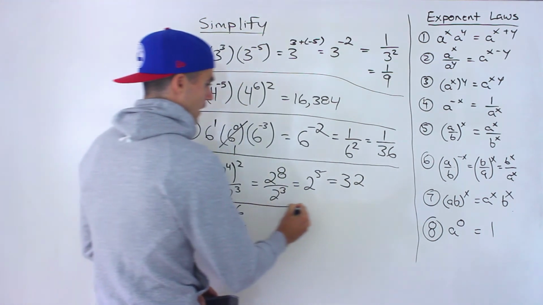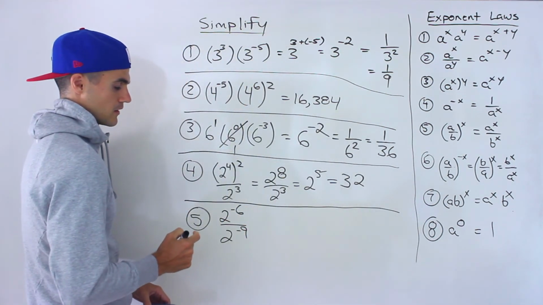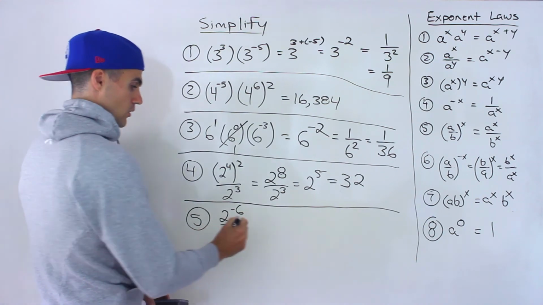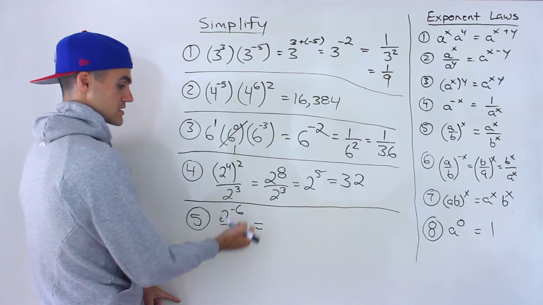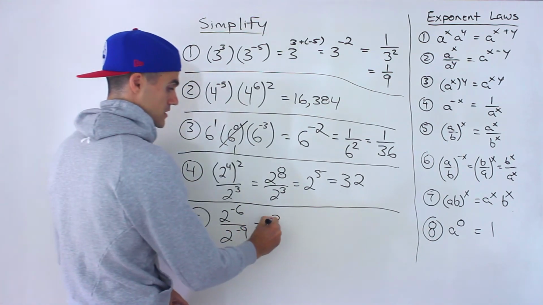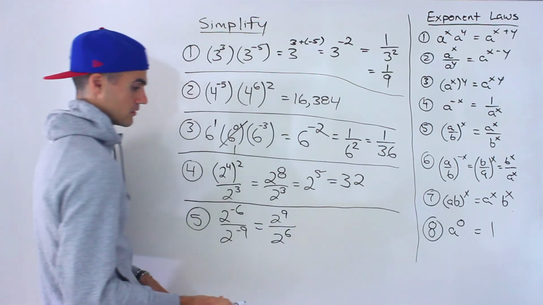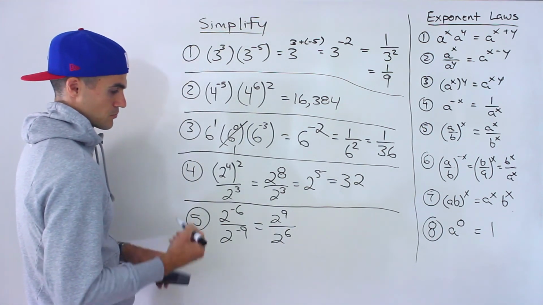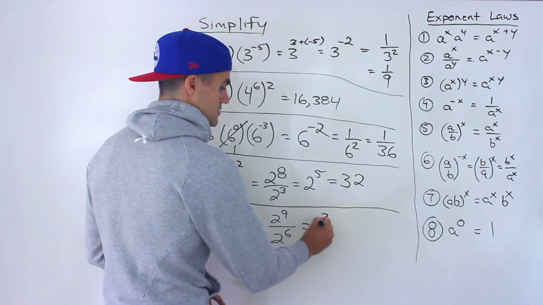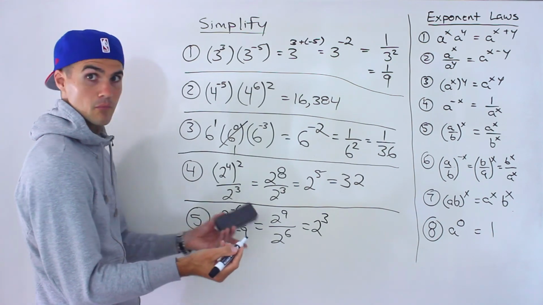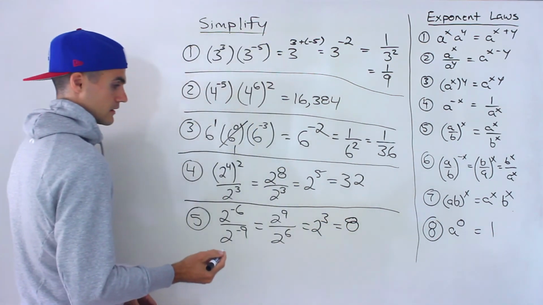And then finally, number 5, we got 2 to the power negative 6 divided by 2 to the negative 9. So different ways you could do this. What I would do in this case is I would actually bring this up to change it to a positive exponent, and then this down to change it to a positive exponent as well. So personally, that's the way I would go about it. And then 2 to the power 9 over 2 to the power 6, we could subtract those exponents, so you get 2 to the power 3. 9 minus 6 is 3. And then you'd end up getting 8, like that.